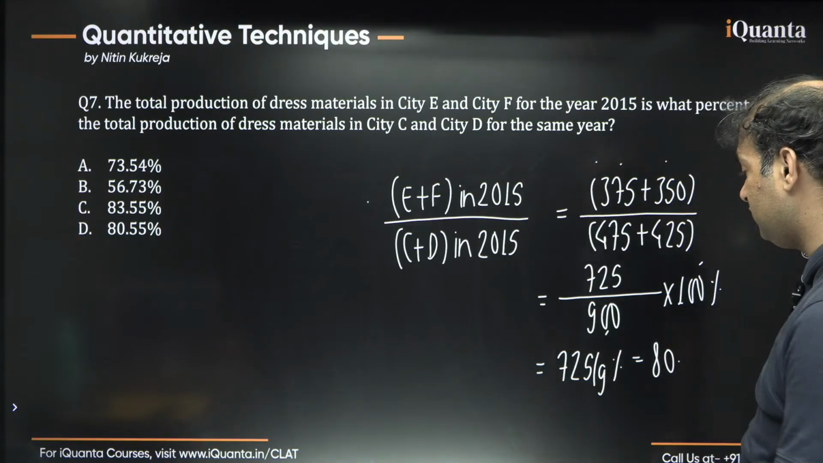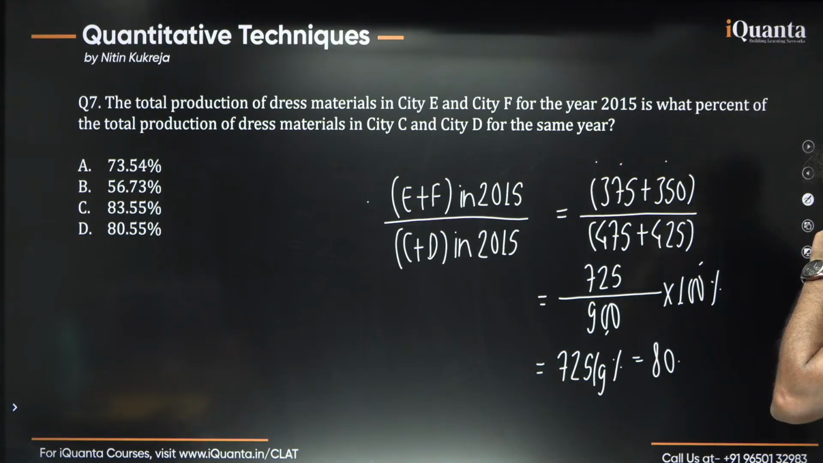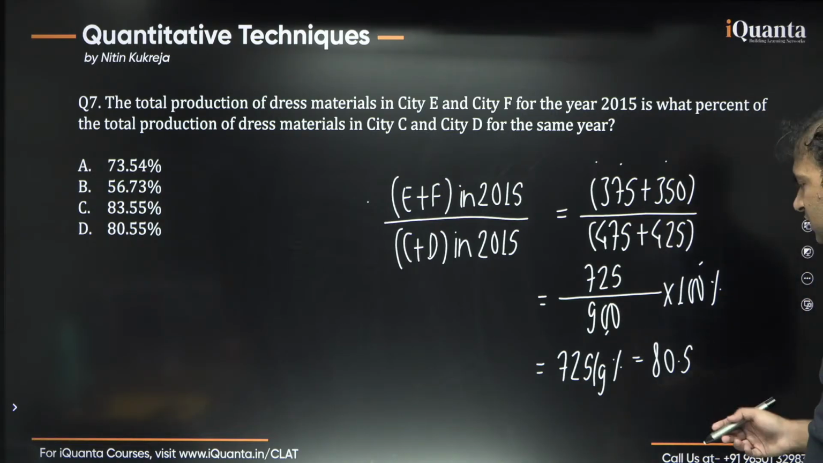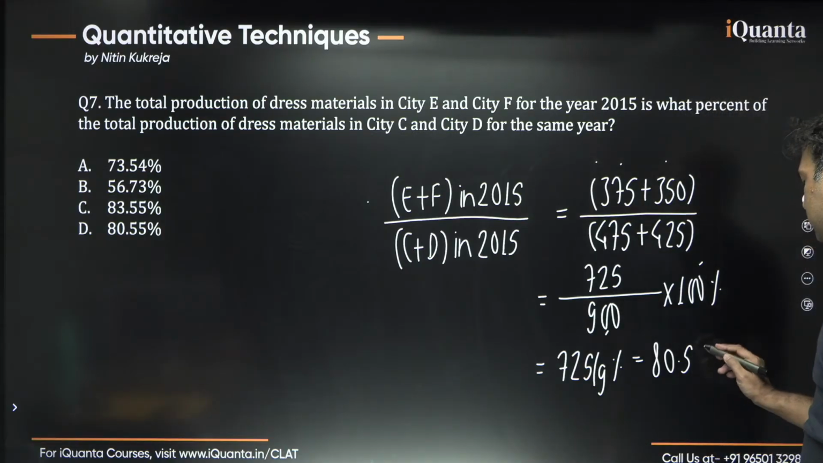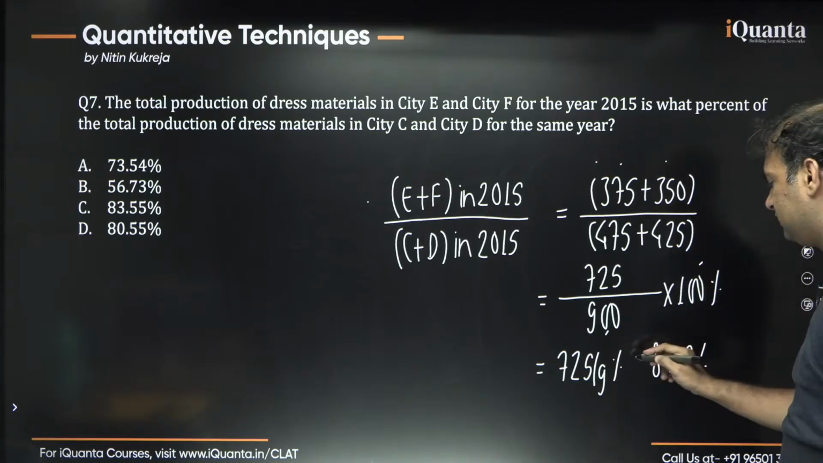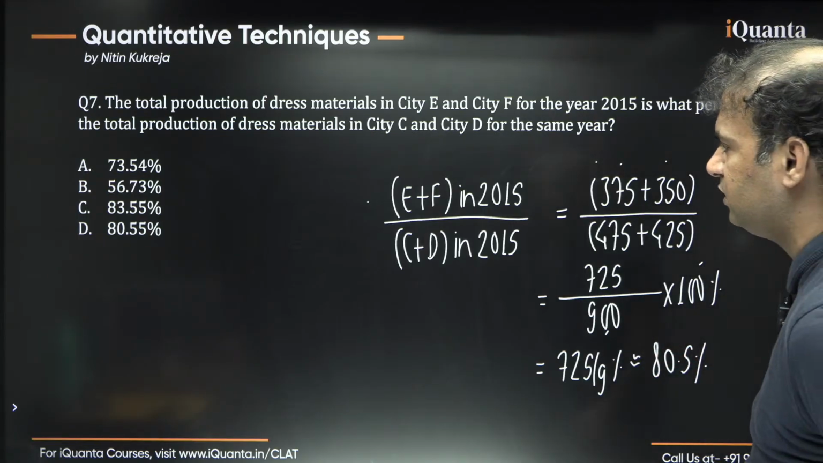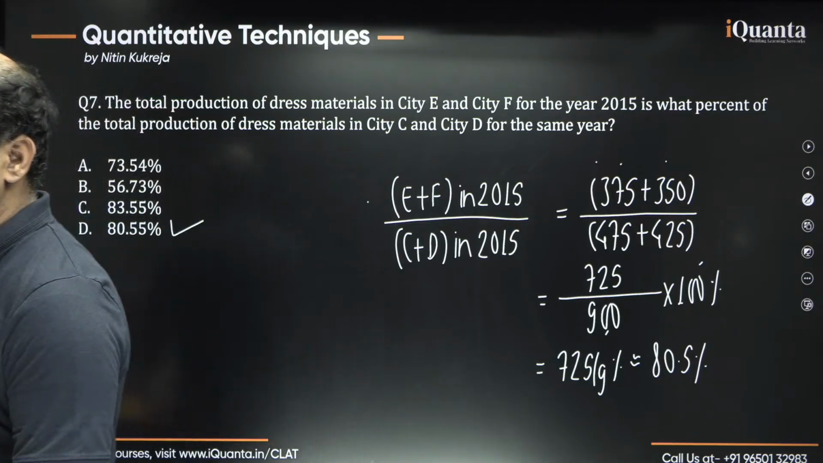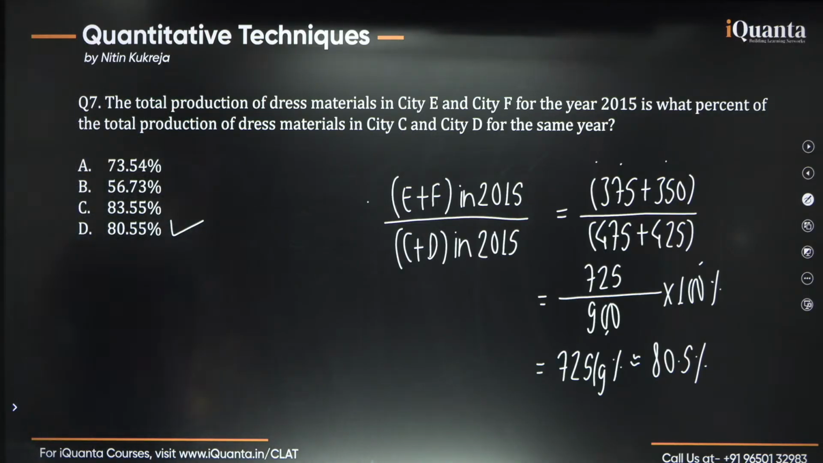Now 5 by 9, we'll say what? 9 5s are 45, 9 6s are 54, so approximately 5. And we can say the answer has to be approximately 80.5 percentages. Okay, let's see which is the best option. The best option here is option number D. Hope that's clear to everyone.